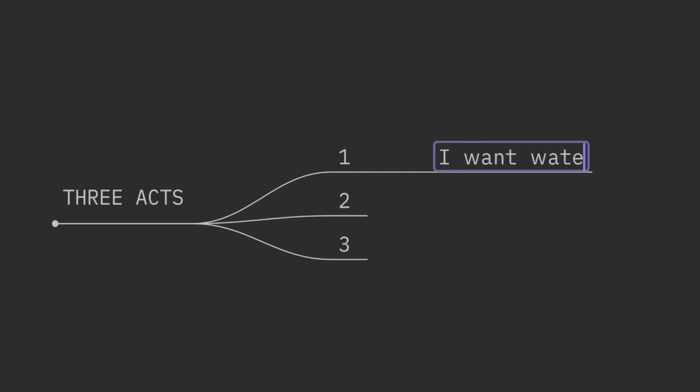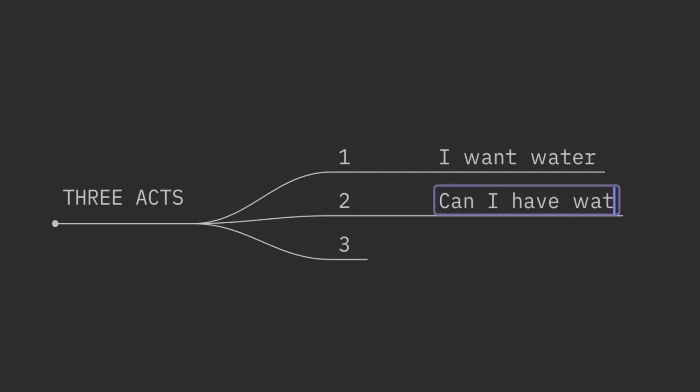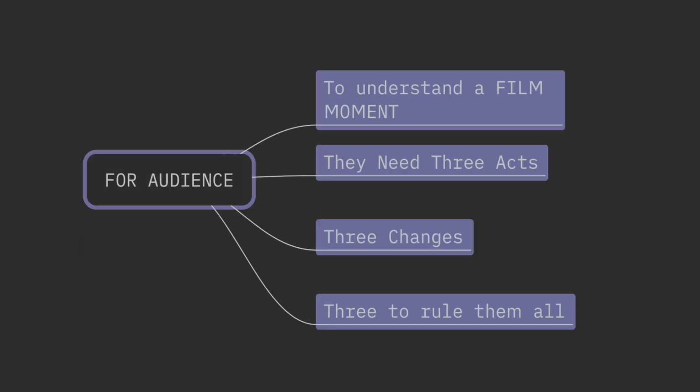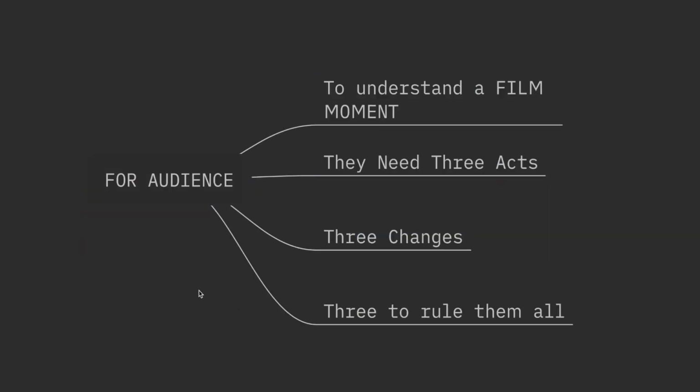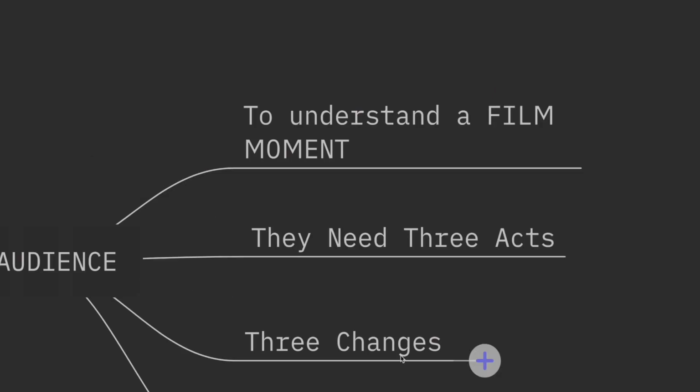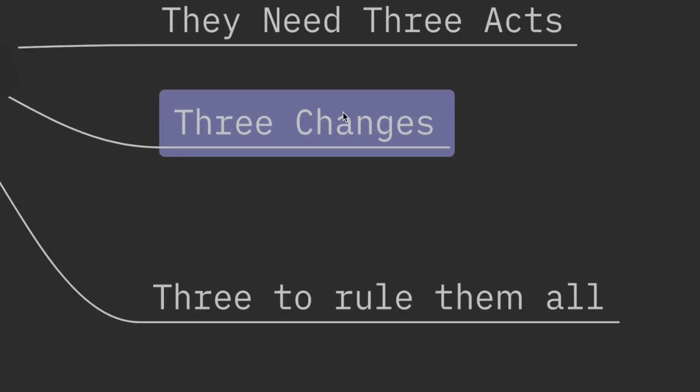A quick example from daily life of a film moment could be if you want a sip of water from a friend. You see that your friend has water, then you ask or plead if you can have a sip, and then hopefully your friend hands you the water. And even if the friend doesn't hand you the water, then still that's the 3rd act. 3 steps, 3 acts, 3 to rule them all.